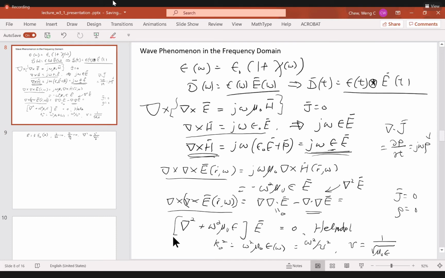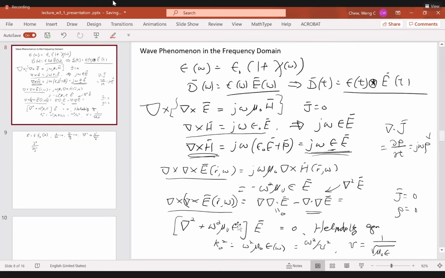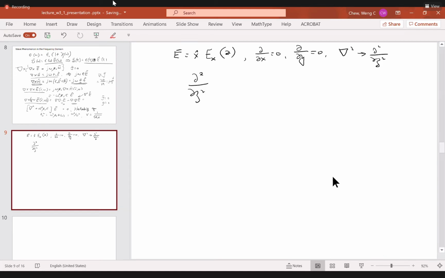Okay, Helmholtz equation. If we go back and look at the Helmholtz wave equation, it simplifies to something rather simple, and hopefully all of us know how to solve that. I can write this as partial squared, partial z squared. The Laplacian just becomes that. And then I can write this as k naught squared. So I can write the Helmholtz equation as just this.